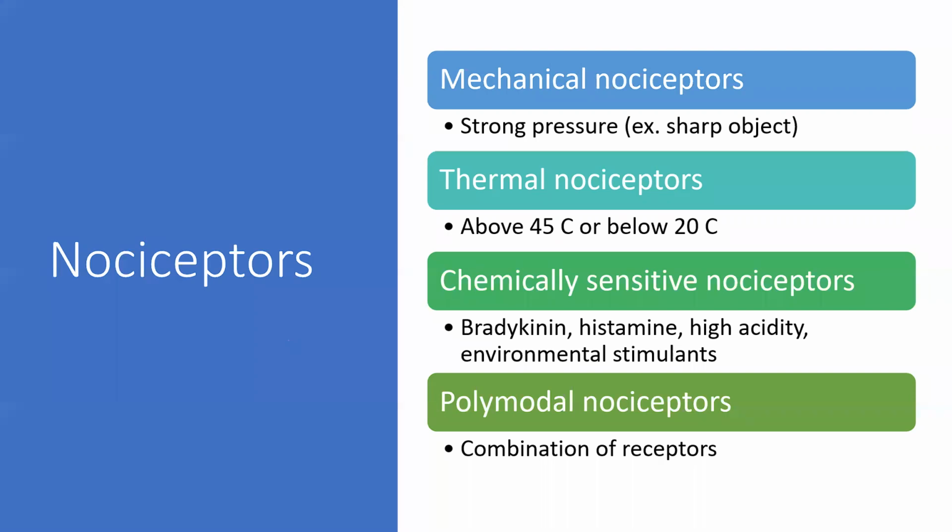Lastly, we also have what we call polymodal nociceptors. Your polymodal nociceptors respond to a combination of mechanical, thermal, and also chemical stimuli. Ito yung mga receptors that are able to respond to different types of stimulation. So impulses from the nociceptors are actually transmitted through your thinly myelinated A delta fibers, 2 to 5 micrometers in diameter, that conduct at a rate of about 12 to 35 meters per second, and also unmyelinated C fibers.